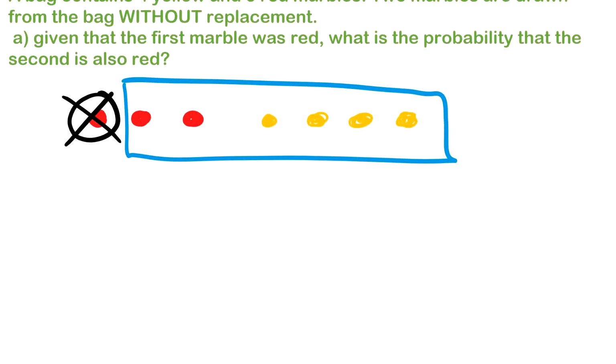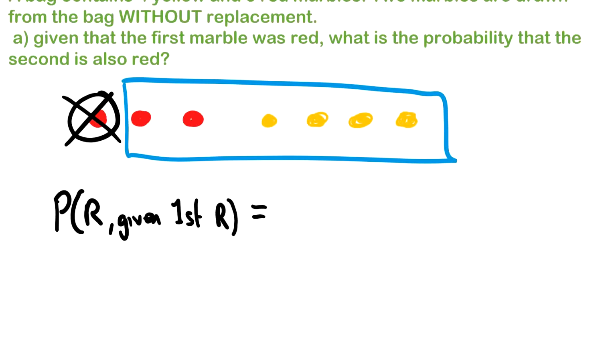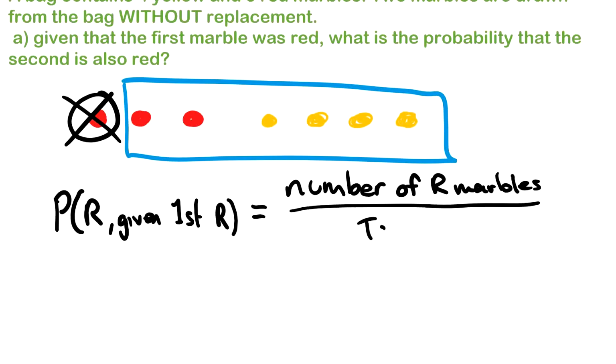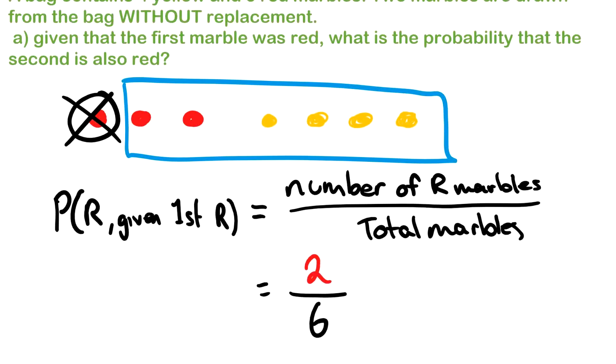So the probability of a red, given the first was R as well. Remember, when we're trying to find the probability, it's the number, in this case the number of red marbles, R marbles, over the total number of marbles left. So in this case, we have 2 red marbles left, so 2 goes on top. And altogether, we have 6 marbles altogether.